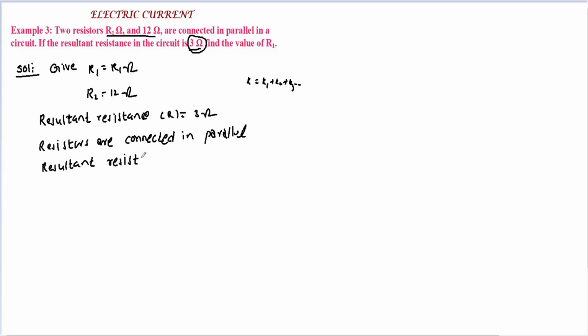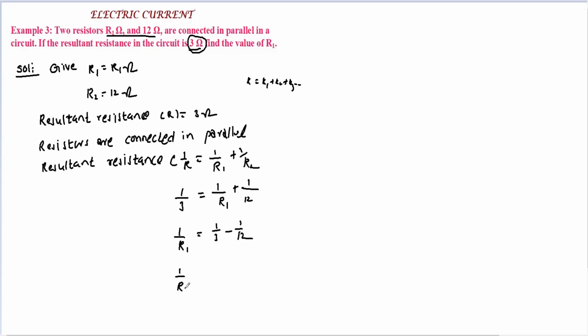1 by R equals, how many resistors are there? 2. 1 by R1 plus 1 by R2. How much is the R value given? Resultant resistance 3 ohm. That means 1 by 3 equals 1 by R1, which we have to find, plus 1 by R2, and we have 12 ohm. That means 1 by R1 equals 1 by 3 minus 1 by 12.